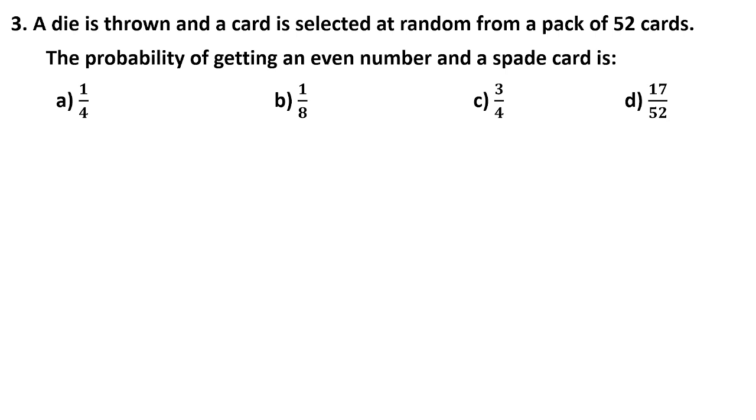Question number 3. A die is thrown and a card is selected. The probability of getting an even number and a spade. Whenever these types of questions come, we have to be very clear whether this comes under conditional probability or whether they are all independent events.